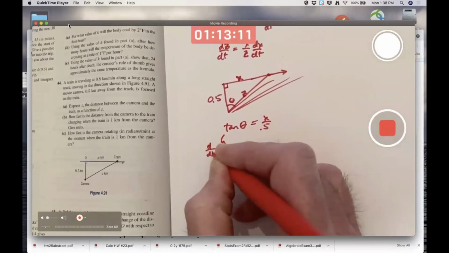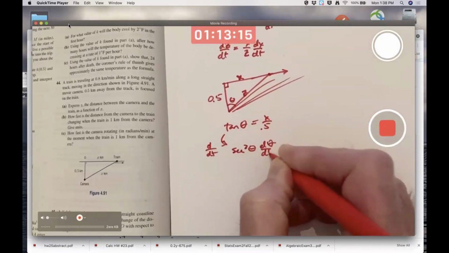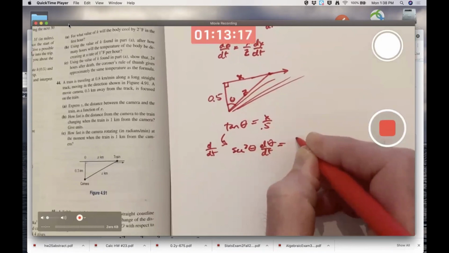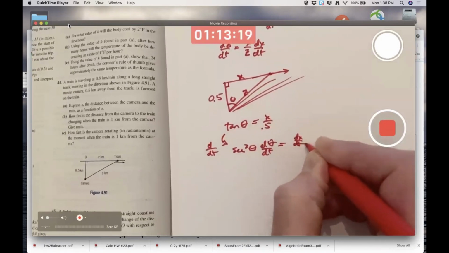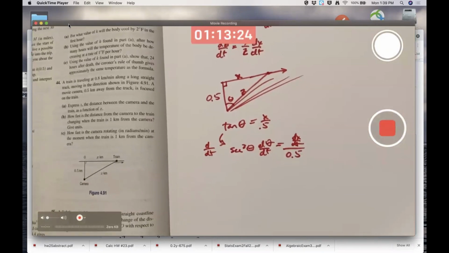Differentiate with respect to t, you're going to get secant squared theta d theta dt equals dx dt over 0.5. And solve that for d theta dt.